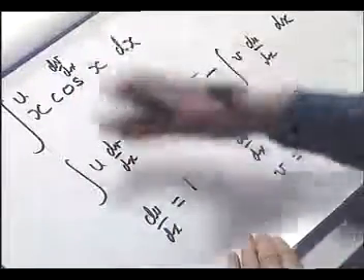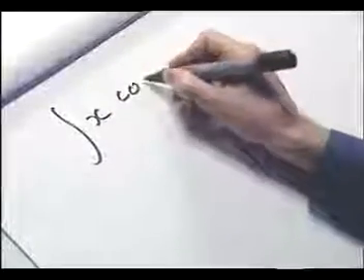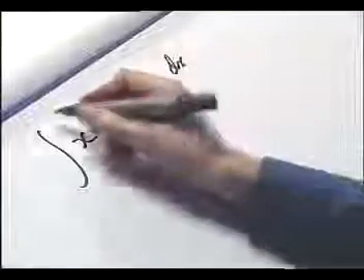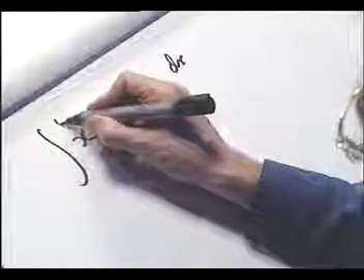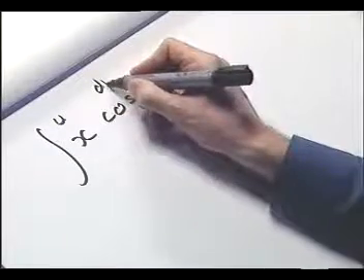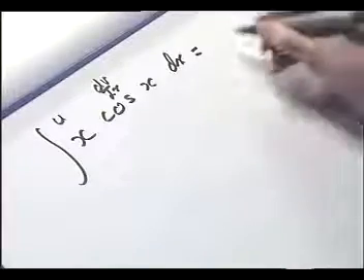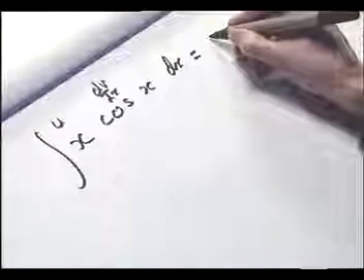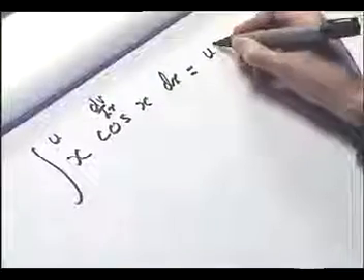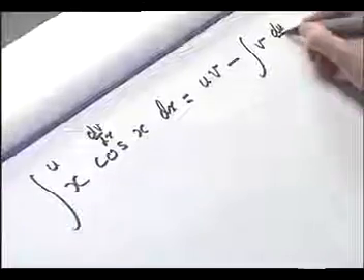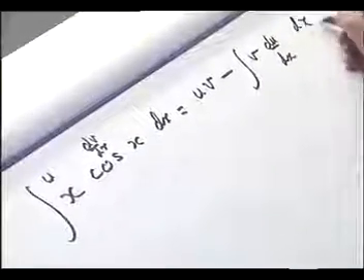Okay, let's do this again on a clean piece of paper. So we've got the integral of x cos x dx. We're going to choose this to be u and this one to be dv/dx. Let's write down the formula so we can see what we're doing. This will be uv minus the integral of v du/dx with respect to x.